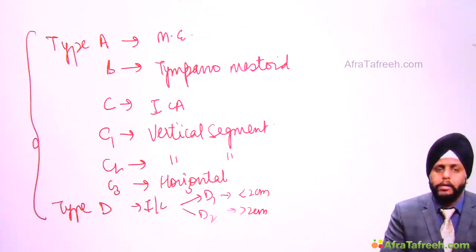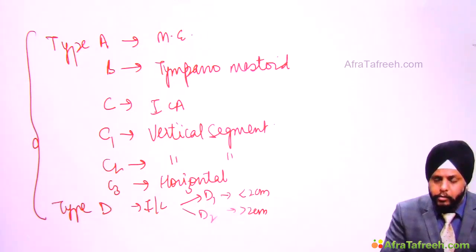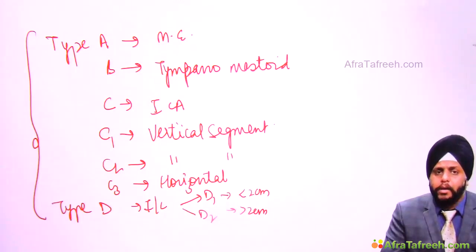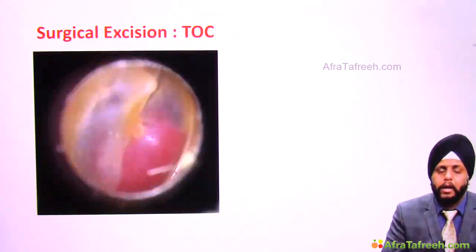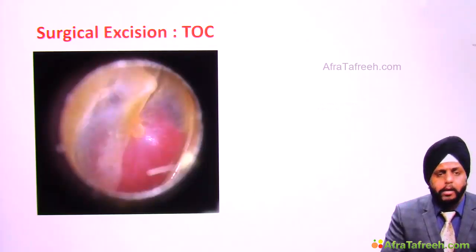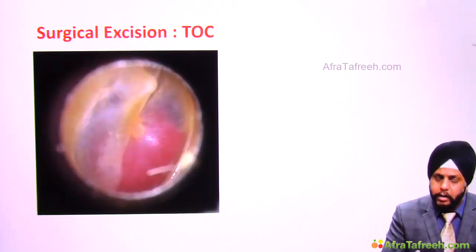Now, this is a vascular tumor. So what is the treatment? The treatment is surgery, surgical excision. This is the treatment of choice. Remember, it's a benign vascular tumor. So treatment is only surgical excision.